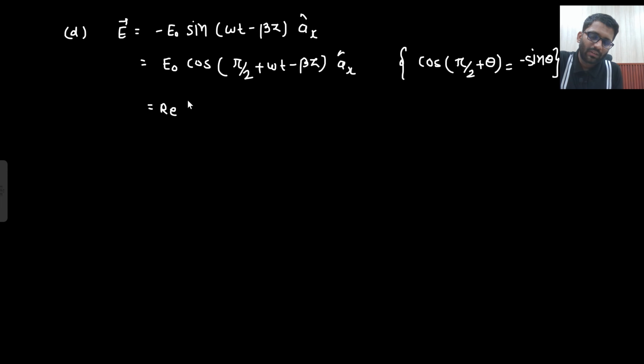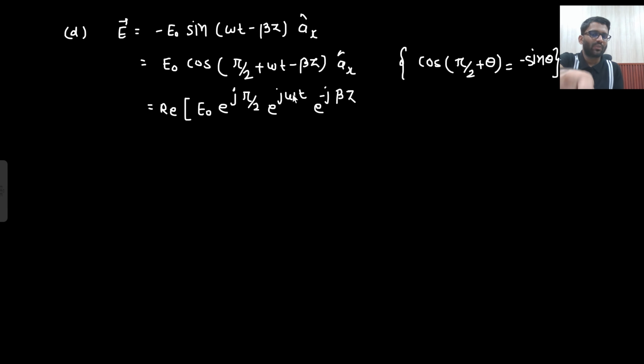Can I write it down now in this manner, that it is the real part of E naught e to the power j pi by 2 e to the power j omega t e to the power minus j beta z? Basically all will come in addition: pi by 2 plus omega t minus beta z. So I just separated it, ax cap. So what do we need to drop?